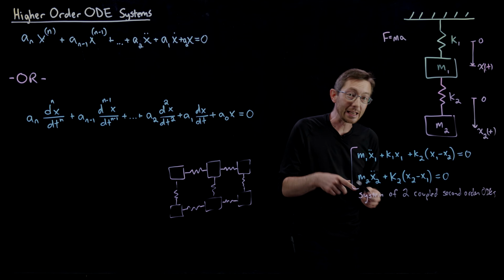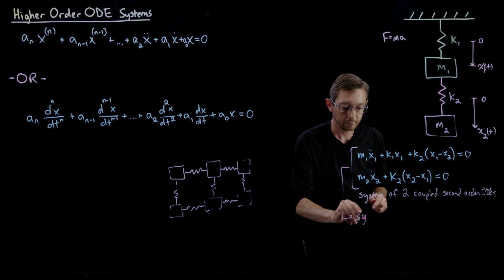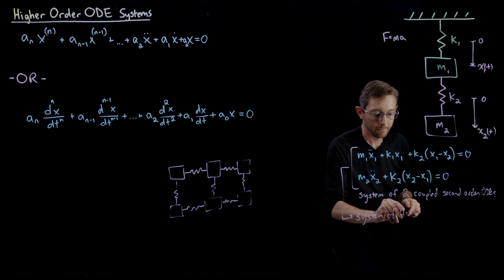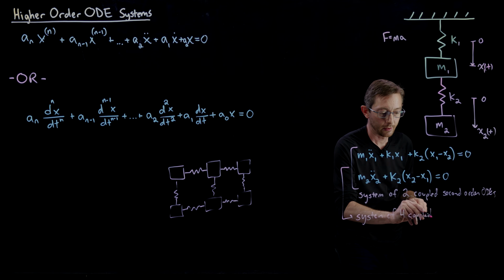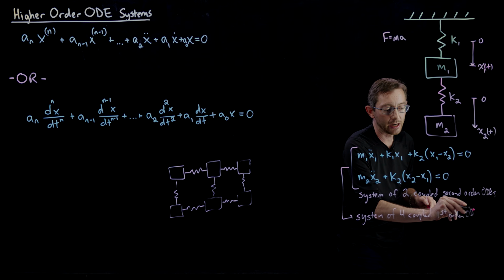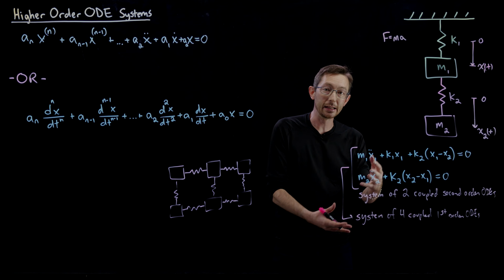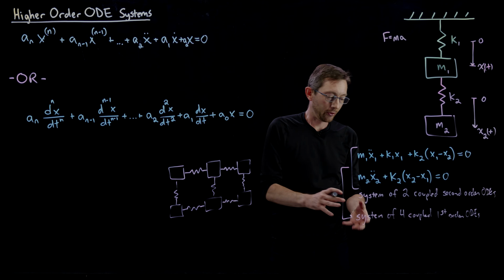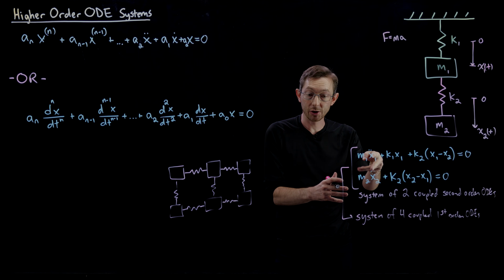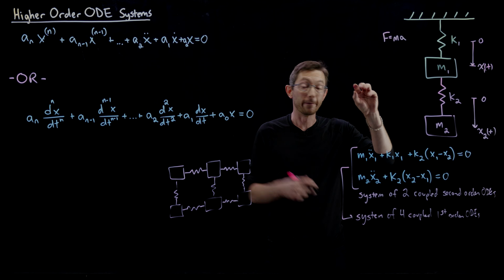Now it would be very easy to write this as a system of 4 coupled first order ODEs. And I'm trying to get you comfortable with the fact that it's easy to go from a system of 2 second order equations to a system of 4 first order equations or a single fourth order equation.